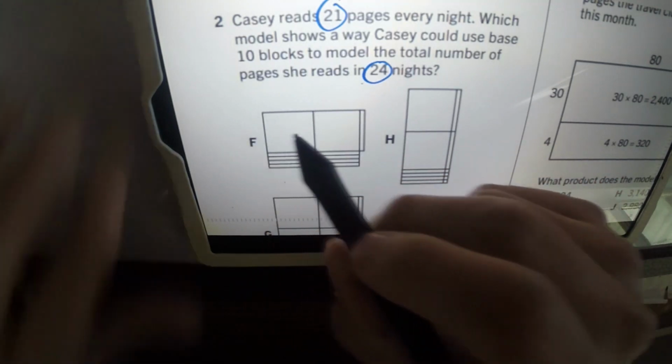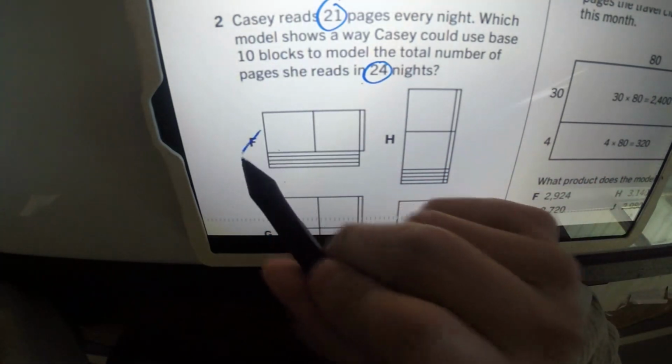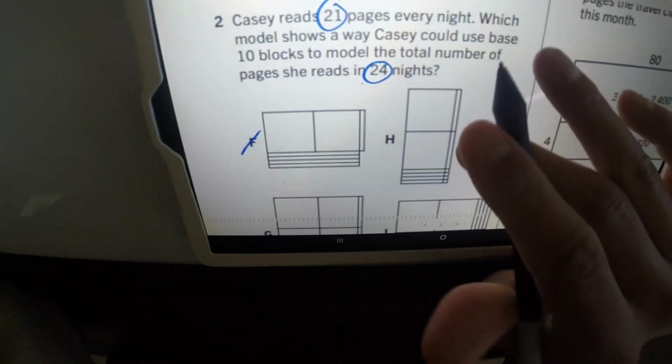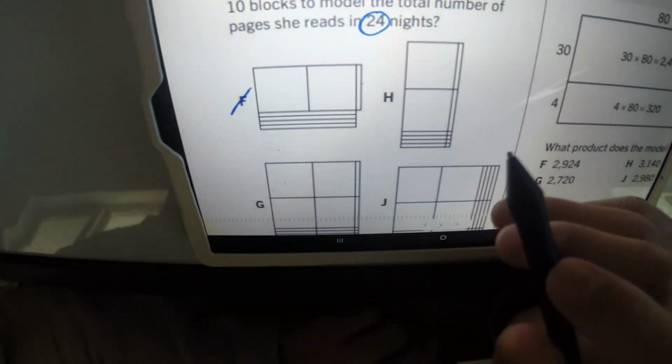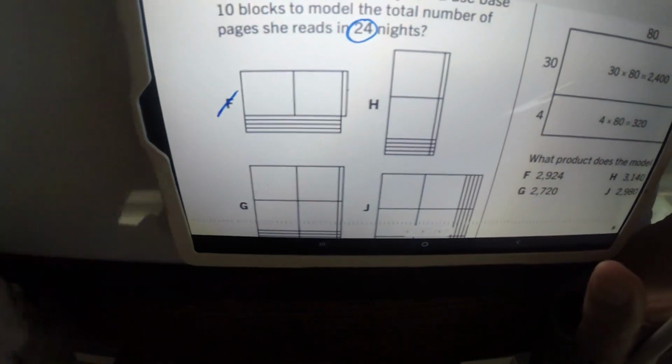So again, I'm giving you part of the answer. F is not the answer. So one of these other ones is the answer. So you have to figure out which one shows 21 times 24. Okay, again, not very complicated.